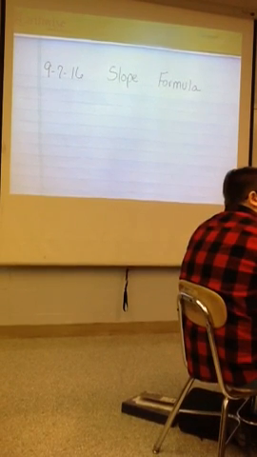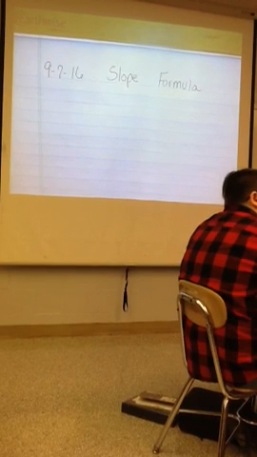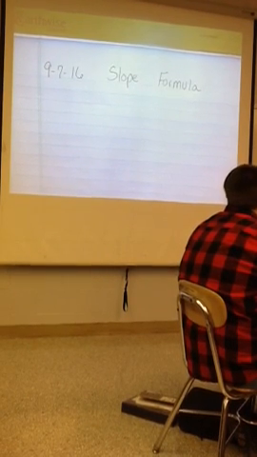They don't always give you a graph. Sometimes they just give you the points. If they give you the points, you have to use something called the slope formula. Now, I'm going to give you the formula, and we're going to break it down and talk about it, okay?